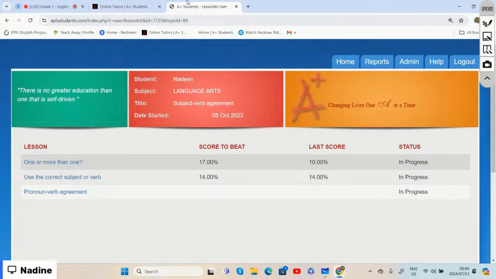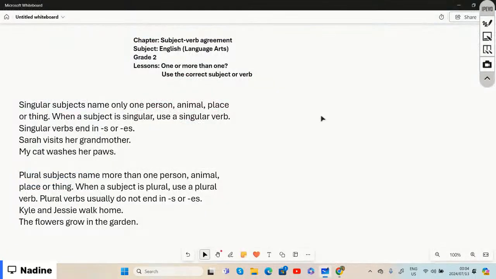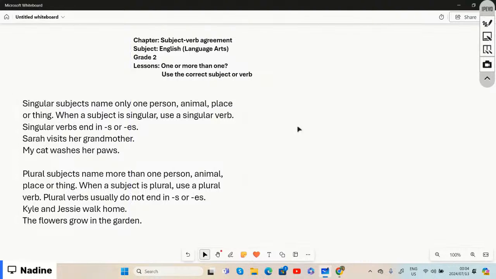So our chapter is subject-verb agreement. Our subject is English Language Arts, grade 2. And the lessons that we are going to be focusing on under the chapter of subject-verb agreement are one or more than one, and to use the correct subject or the correct verb.